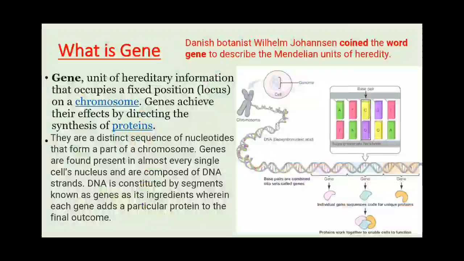Presently, a gene is defined as a unit of inheritance composed of a segment of DNA or chromosome situated at a specific locus, which carries coded information associated with a specific function and can undergo crossing over as well as mutation. So we can say that a gene is a unit of hereditary information that occupies a fixed position on a chromosome. Here you can see.